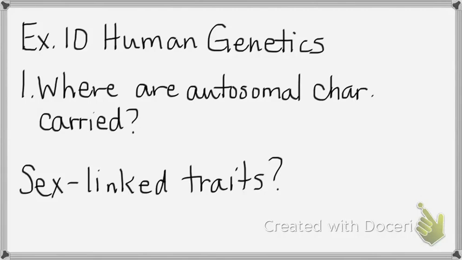So this first question wants to know, where are autosomal characteristics carried? On what chromosomes? What chromosomes are autosomal? Thank you, Alish. 1 through 22. And those are pairs 1 through 22. Remember, you have 23 pairs of chromosomes. Okay, how about sex-linked traits? Where are they carried? The 23rd pair. Good.